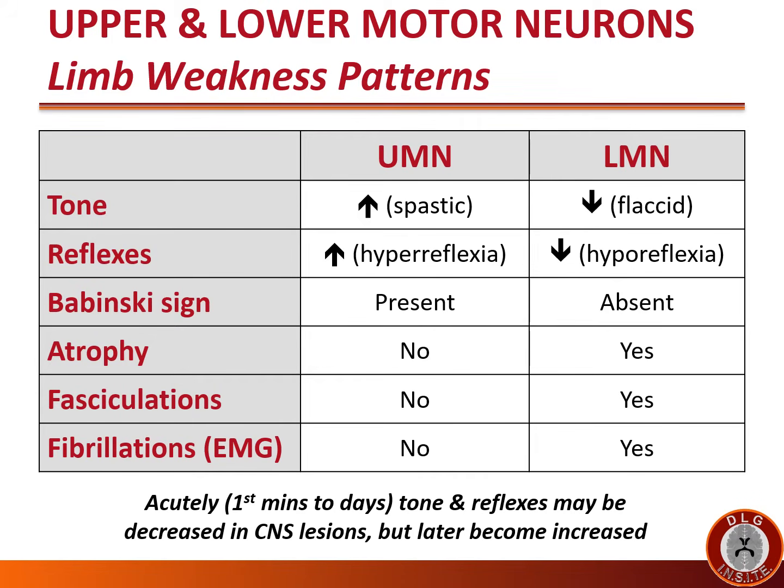When a lower motor neuron lesion has been present long enough, there is atrophy of the muscle and the presence of fasciculations that you can see on exam and fibrillations that can be seen only on an electromyography or EMG test. In general, muscles are irritable when they're not attached to a lower motor neuron. So one way to think about this: as long as the lower motor neuron is intact, there's no atrophy, fasciculations, or fibrillations. But as soon as you damage the lower motor neuron, the muscle doesn't like it. It gets irritable and gets smaller.